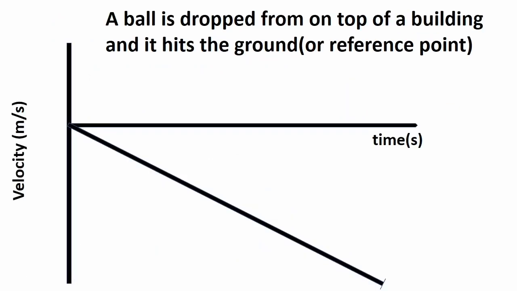Now let's have scenario number 2. They say a ball is dropped from on top of a building and it hits the ground. Now you can see the keyword here is dropped. So we know when they say dropped, that our initial velocity is 0. As you can see with the graph, remember the x-intercept, we said it indicates the initial velocity. So you can see that our initial velocity here is 0, right?